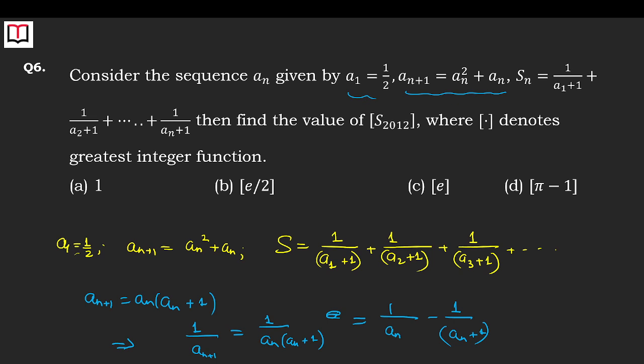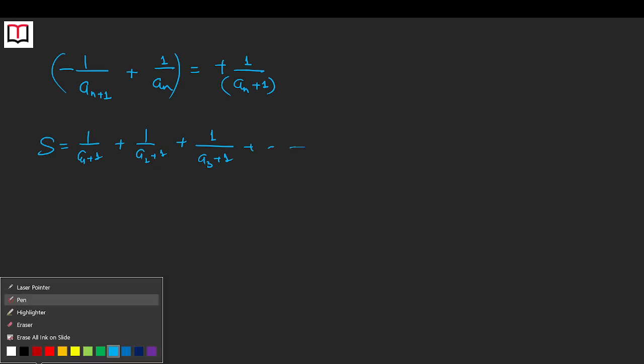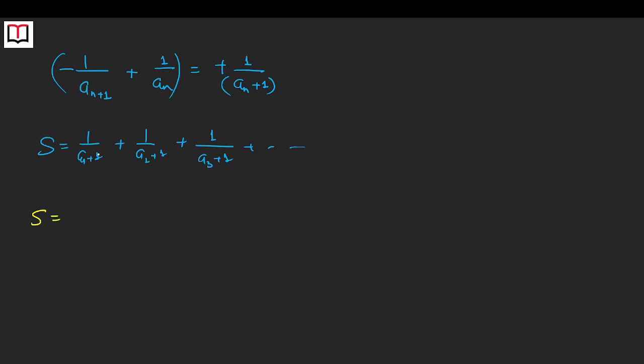It's an increasing sequence, because a(n+1) is a(n) square plus a(n). So of course it's an increasing one, which means 1 upon a(n) is a decreasing one, so it makes sense that this is going to be positive. Now what we need is the sum S. Go on putting the values: 1 upon (a1 plus 1), 1 upon (a2 plus 1), 1 upon (a3 plus 1), and so on. So S will be 1 upon a1 minus 1 upon a2, plus 1 upon a2 minus 1 upon a3, and so on and so on.